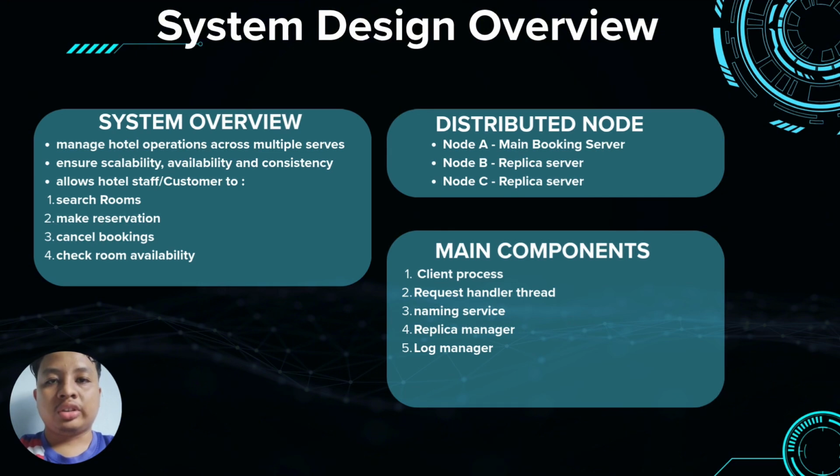System overview. The system manages hotel operations across multiple servers, while it ensures scalability, availability, and consistency. Besides, it also allows the hotel staff and customers to search for rooms, make reservations, cancel bookings, and also check room availability. The system has three distributed nodes, which are node A, node B, and node C. Node A is the main booking server, and node B and node C are the replica servers. The system has five main components, which are client process, request handler thread, naming service, replica manager, and log manager.